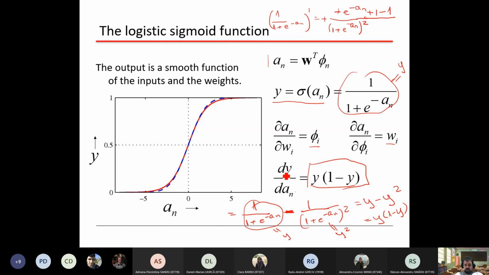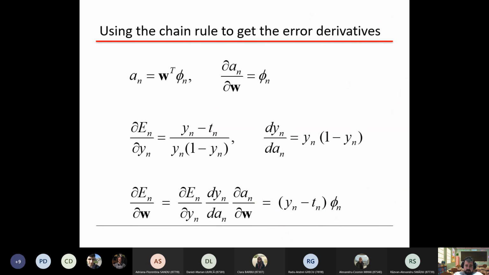We have the derivative of y with respect to an, the derivative of an with respect to wi, and we also have the derivative of the error with respect to y. So now we can compute the chain. We have again all the derivatives that we need, and therefore the derivative of the error with respect to w will be the product of all this. When you take the product, this and this disappear, and you'll get yn minus tn multiplied by phi n.